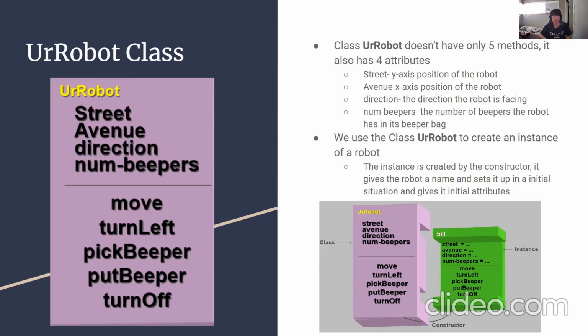So we're going to use class UrRobot to create an instance of the robot. And then we have a constructor which creates the instance. It gives the robot its name and sets it up in its initial situation, meaning you set it up in y and x. And then you also give it its attributes, what direction it's facing and the number of beepers it has. And from there, we can program it to move however we want.